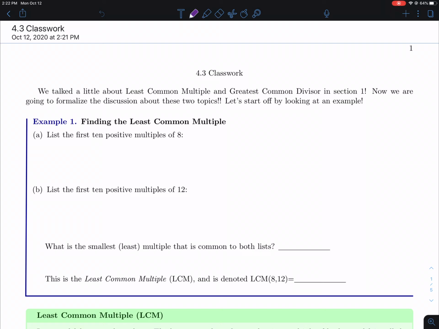Good job, everybody. So today we're going to finish up chapter 4, which we talked briefly about in section 4.1, a little bit of least common multiple and greatest common divisor, but we want to formalize it in this section. So let's jump right in.